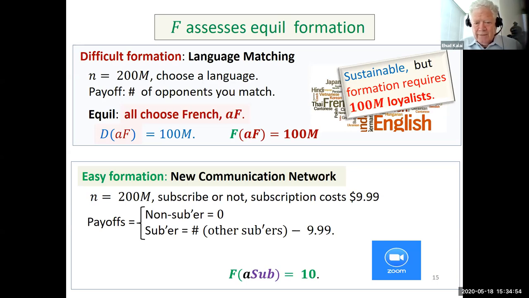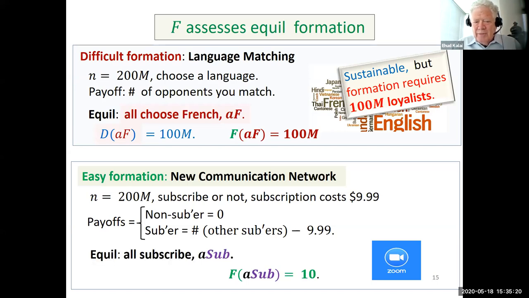What can I say now? If I don't subscribe, it's 0. If I subscribe, it's the number of other subscribers minus $9.99. So what do I need to break even? All I need to break even is 10 subscribers. Once there are 10 subscribers, subscribing is a dominant strategy, no matter what the other people decide about subscription or not.